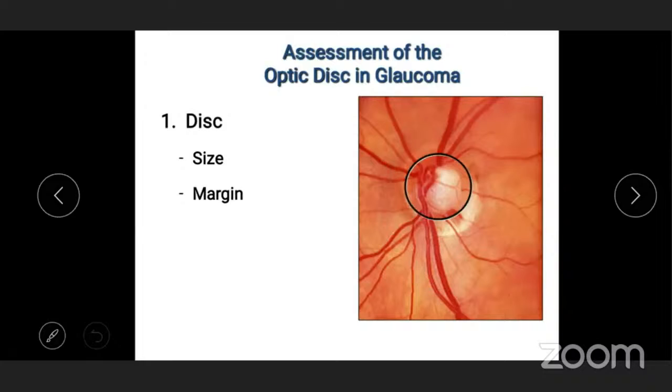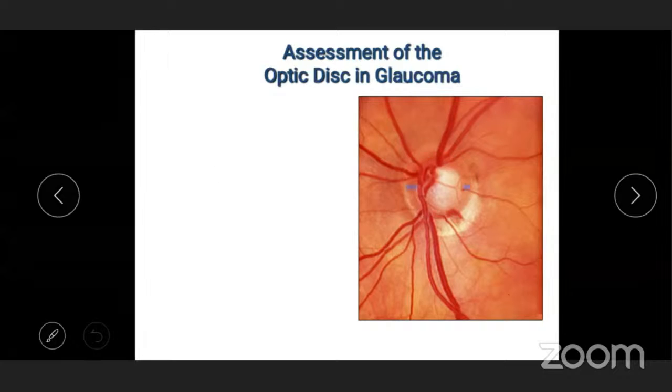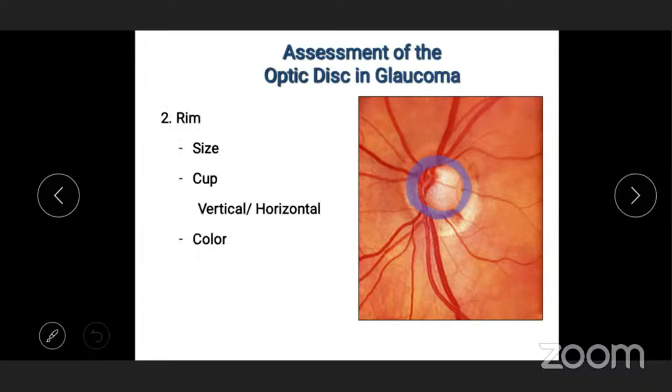So the first thing to look at is the disc size and the margin. And this is very easy. Usually the size of the disc, as we know, is about 1.5 millimeters. And this can be measured with the slit lamp measuring tools which are available. Once you've done the disc margin and the size, the next thing to look at is the rim. Then, based on the disc and the rim, you calculate the cup. So the cup is actually the third thing to look at. The vertical one is the most important one in glaucoma. Keep that in mind, more than horizontal.